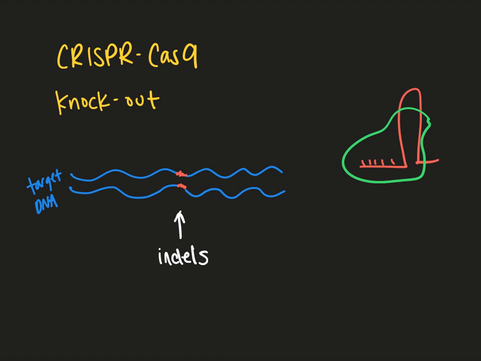And remember, earlier in this semester, we talked about the consequences of insertions and deletions, particularly within a reading frame of a gene. That can lead to frameshift mutations, which result in early stop codons or nonsense mutations. And that's how we end up with a knockout. Because if you have an early stop codon in a gene, that is very likely to completely disrupt the function of the protein that results from that gene.